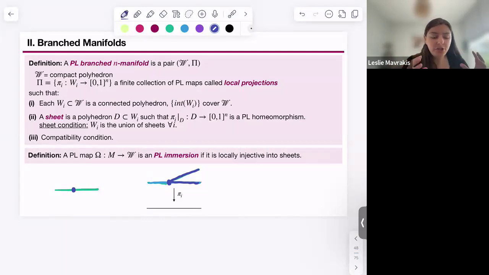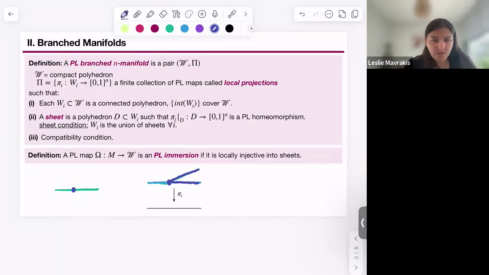And so the sheet structure is essential in the definition of the branched manifold, because you could put different sheet structures on your branched manifold. You could take the same polyhedron and have a different set of local projections, and then things could immerse in different ways into the branched manifold. So a lot of the data that you get from having a well-defined tangent space in the Williams perspective, we recover by having these definitions of sheets.